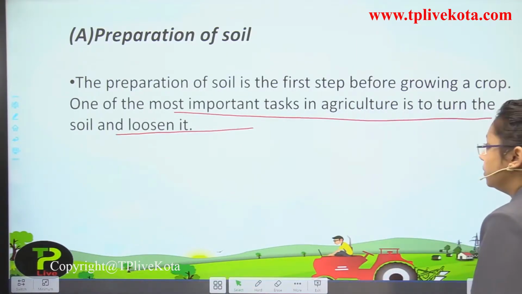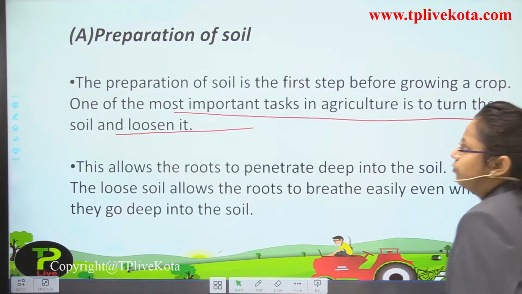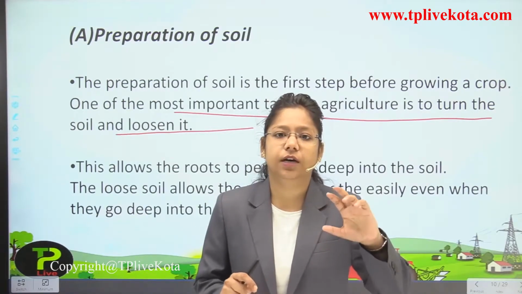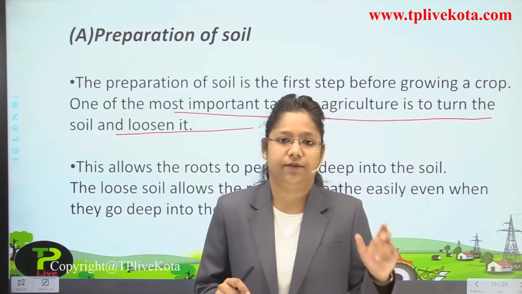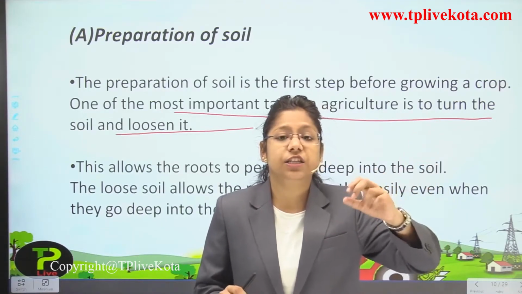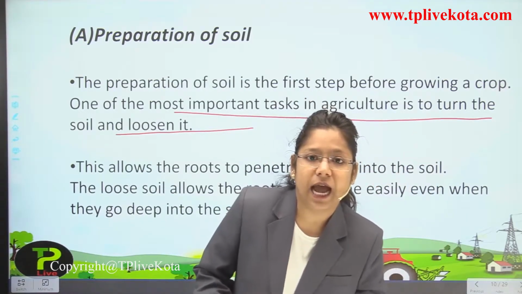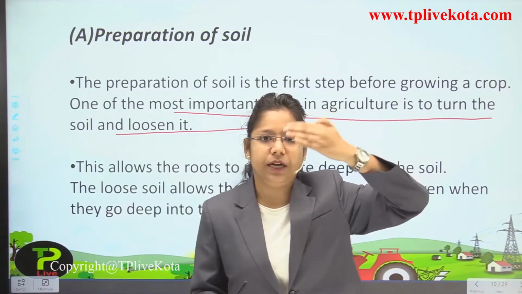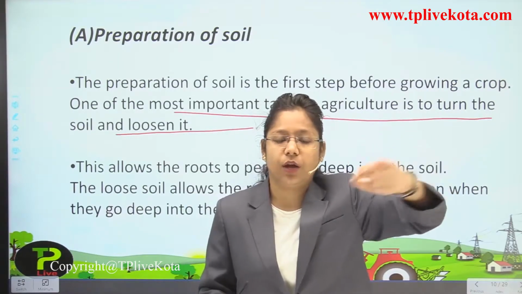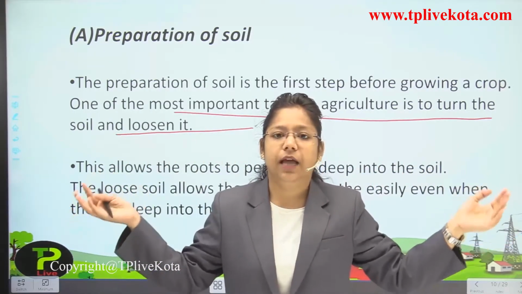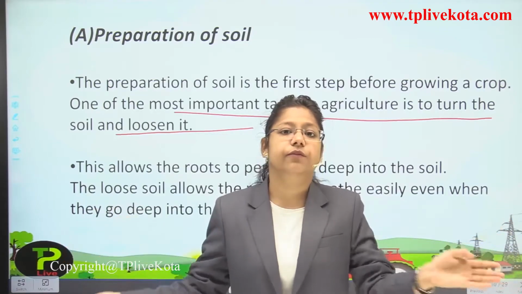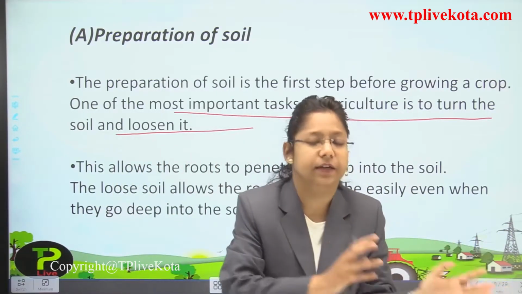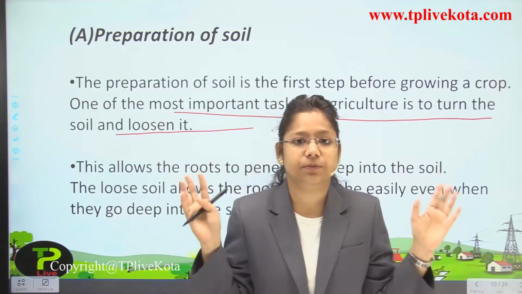What happens, students, when we plow or till? That allows the soil to loosen itself. And what happens? The nutrients present below in the soil get an upward movement, come to the top layer of the soil and form humus. That humus is rich in nutrients, on which the next seed is going to be sown and cultivated. So this process is mandatory.